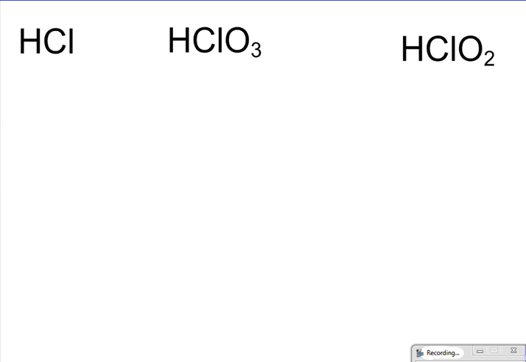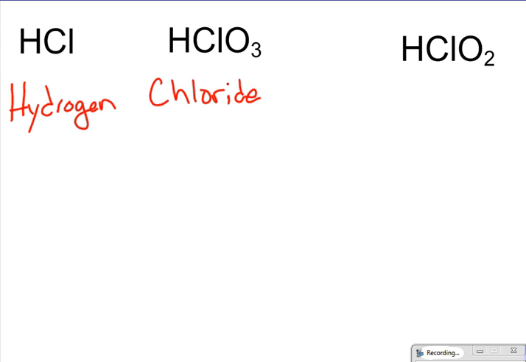So for example, this first one, hydrogen and chlorine. Hydrogen is the cation. Chlorine, which is an anion, becomes chloride. So this would be hydrogen chloride. Since hydrogen's not a transition metal, you don't need to worry about Roman numerals ever when it comes to naming an acid. So this is hydrogen chloride.